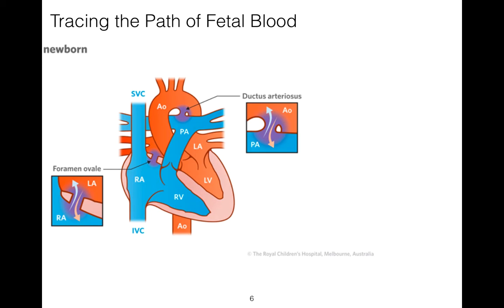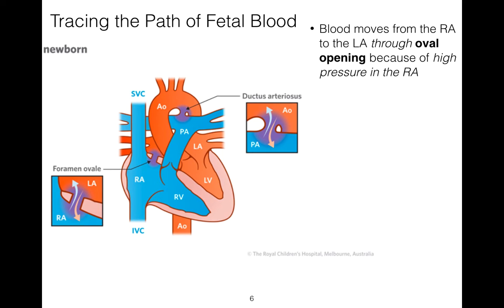So let's take a look at a diagram that will greatly help us understand. Let's look on the left side. Let's look at the foramen ovale, also known as the oval opening. I'm going to call it that. I think it makes a little bit more sense. So you can see that when the blood comes from the mother, it arrives in the right atrium, and then it goes to the left side of the heart through this oval opening. So, once again, blood moves from the right atrium to the left atrium through the oval opening.